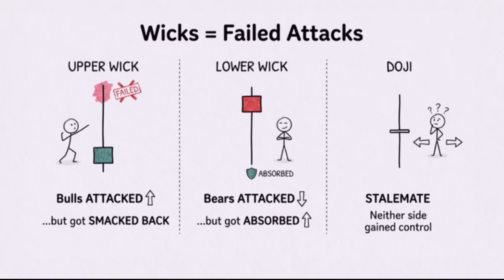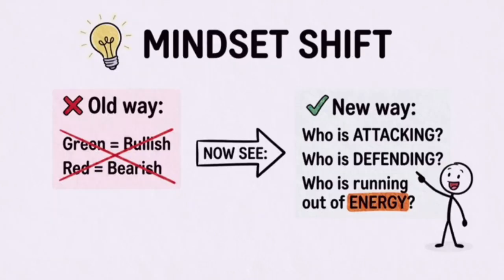And a doji, a tiny body with wicks on both sides. That's a stalemate. Neither bulls nor bears could gain control. They fought to a draw. So here's the mindset shift. When you look at a chart, stop seeing green and red. Start seeing who's attacking, who's defending, and most importantly, who's running out of energy, because that's what tells you what's about to happen next. Now, how does each side actually fight?